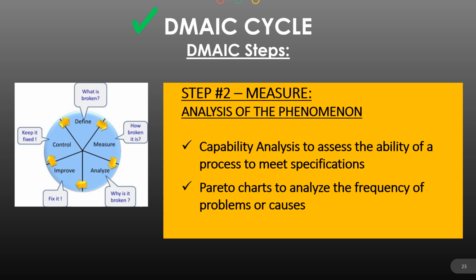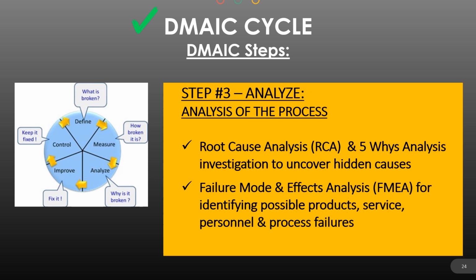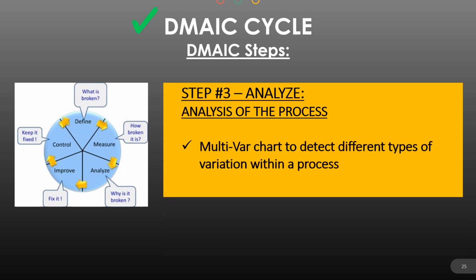Capability analysis to assess the ability of a process to meet specifications. Pareto charts to analyze the frequency of problems or causes. Step 3. Analyze. The analysis of the process. Root cause analysis, RCA, and 5 whys analysis investigation to uncover hidden causes. Failure mode and effects analysis, FMEA, for identifying possible products, service, personnel, and process failures. Multi-vari chart to detect different types of variation within a process.